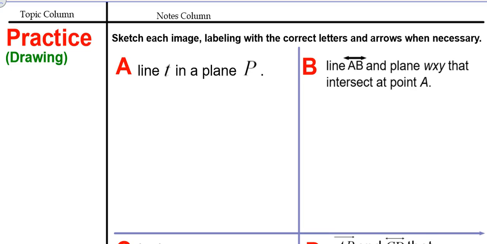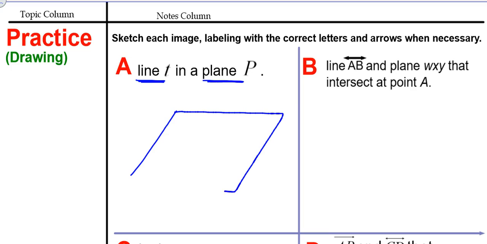In the first one that we're going to do here, question A, it says sketch each image, labeling with the correct letters and arrows when necessary. So in this problem, we are going to do line T in plane P. So we have to do two things. We have to draw a line and a plane. In this case, we're going to start with the biggest part. So we're going to draw a plane. Remember, that's a big picture.